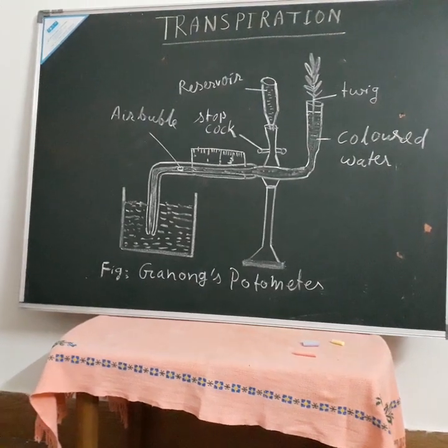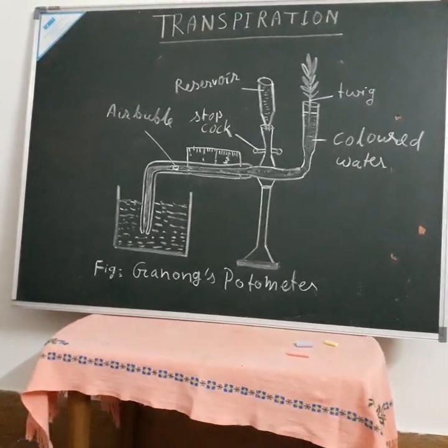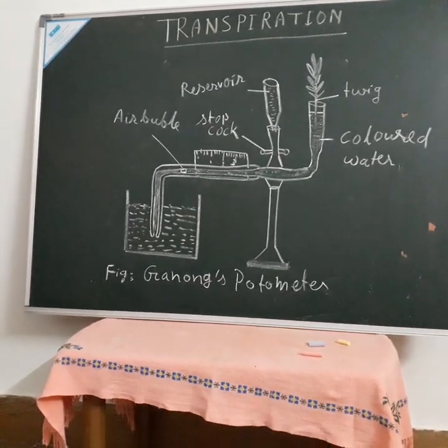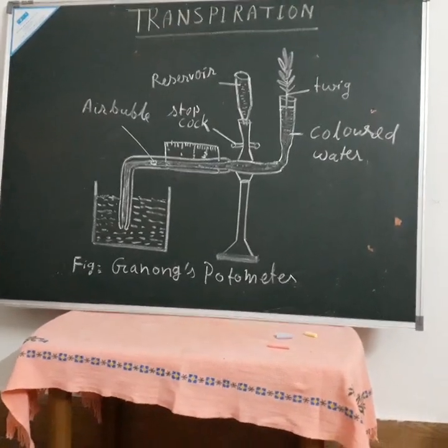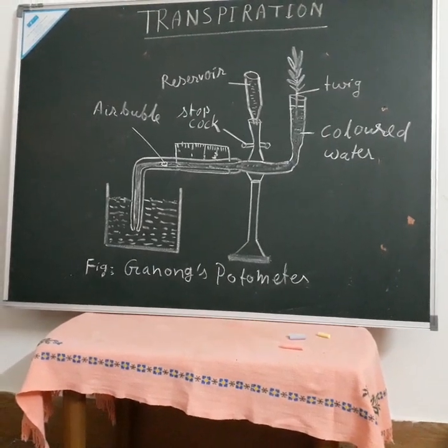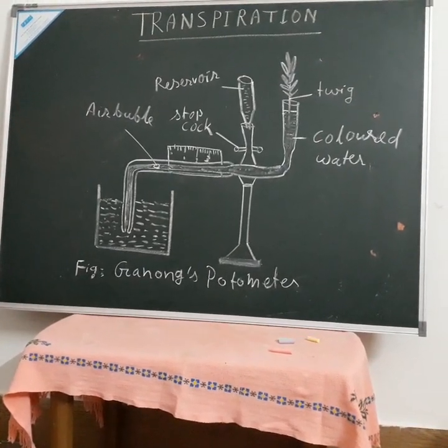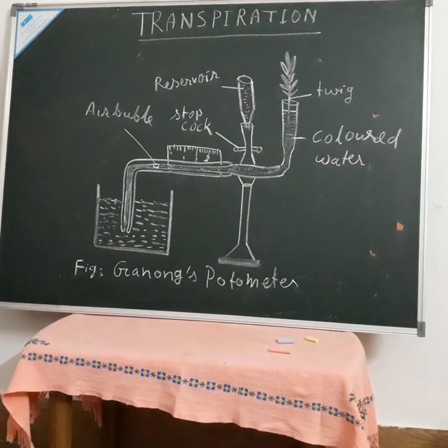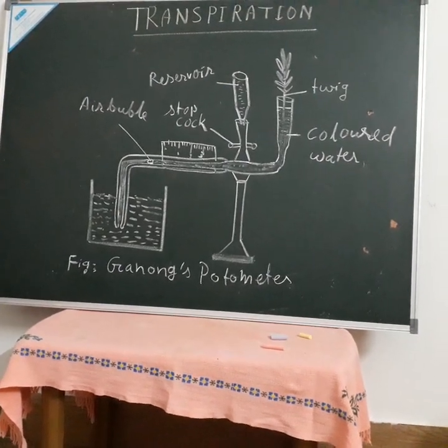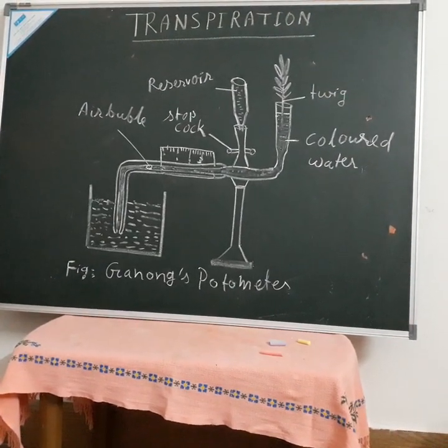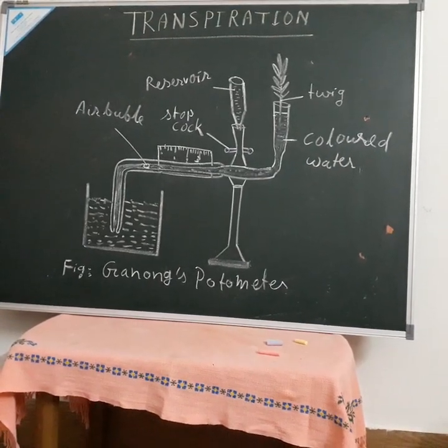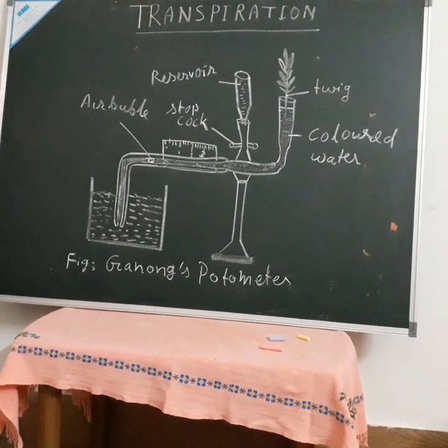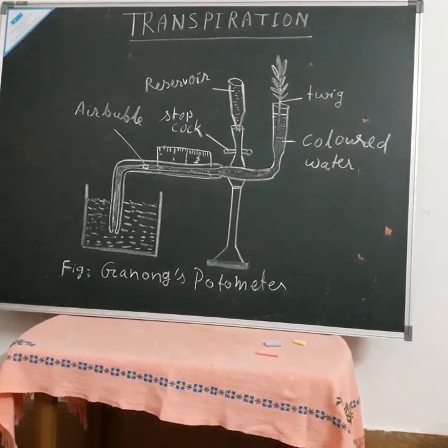Limitations in the use of potometer. Introducing the air bubble is not very easy. The twig may not remain fully alive for a long time. Any changes in the outside air temperature may affect the position of the air bubble in the capillary tube.